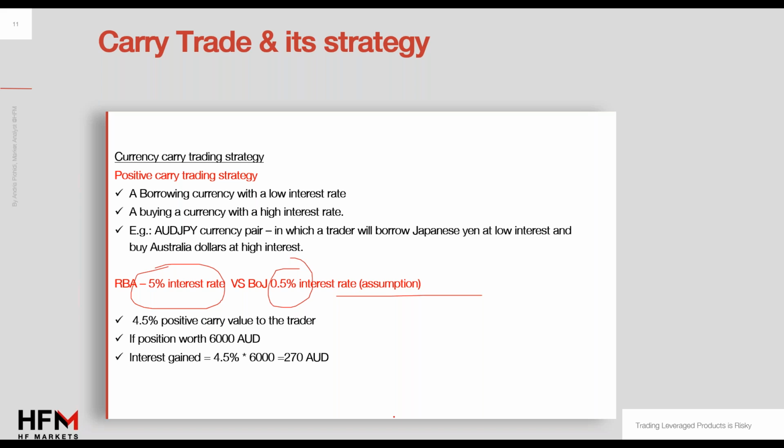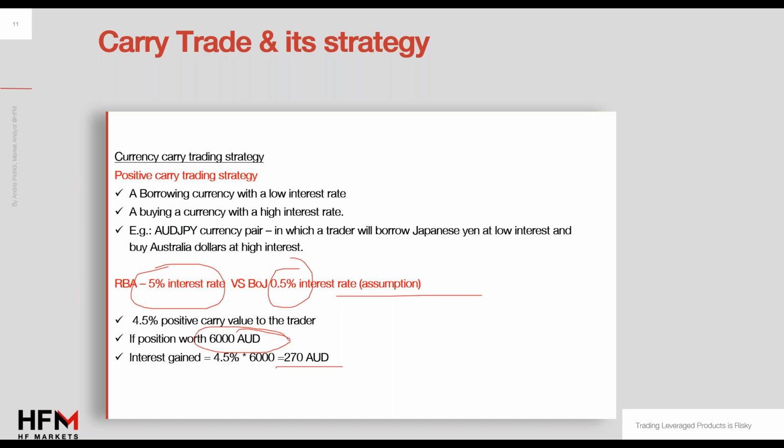Now, suppose the trader's initial position is worth 6,000 Australian dollars. So that means that they will receive 4.5% of 6,000 as interest on top of any currency appreciation in the pair. Right? So that gives us around 270 Australian dollars directly into the trading account as interest for holding the position. That's why in a positive carry trade, you will receive an initial net gain as you are paid interest for holding the position.